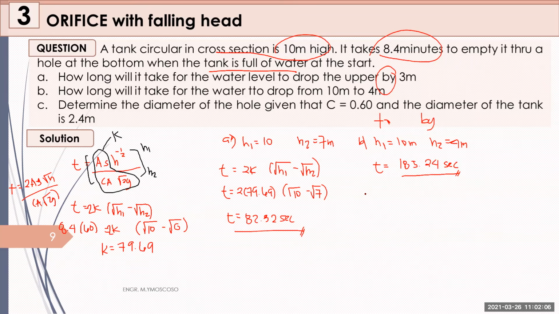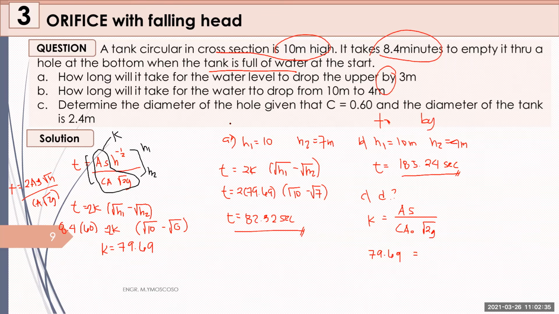Okay. So for letter C, hanapin natin yung diameter ng ating orifice, which is small letter D. So saan ba natin nakikita yung areas natin? Di ba lahat ng area natin is nakapasok sa ating variable K? Therefore, you have your K is equals to the area of our tank divided by your C times area of your orifice multiplied by 2G. And you all know that the value of your K, that would be 79.69.